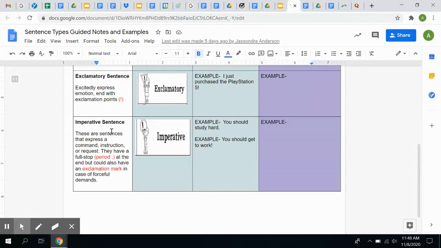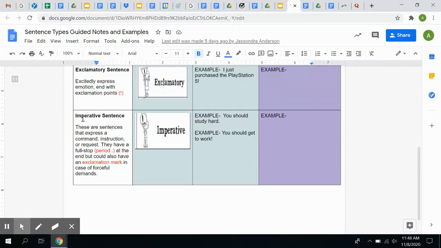And then the last example that we have here is the imperative sentence. These are sentences that express a command, instruction, or a request. They have a full stop, a period, at the end, but could also have an exclamation mark in case of forceful demands. So imperative sentences are when you're telling someone or something what to do, right? If you command something and tell them what to do, you have an imperative sentence. You can see that this kind of sentence can end with an exclamation mark or a period.